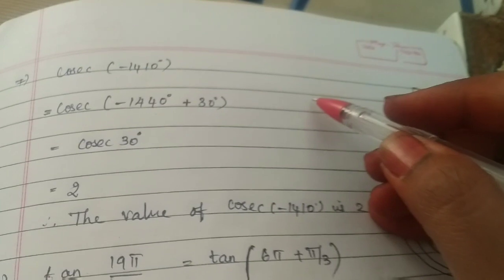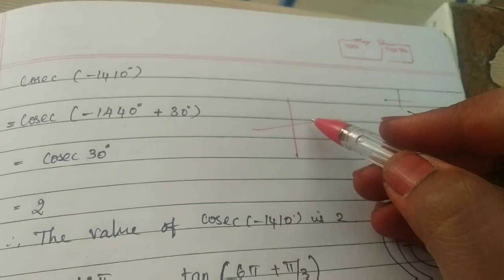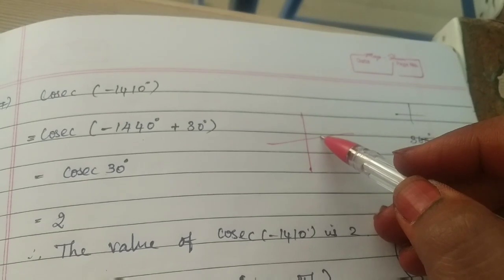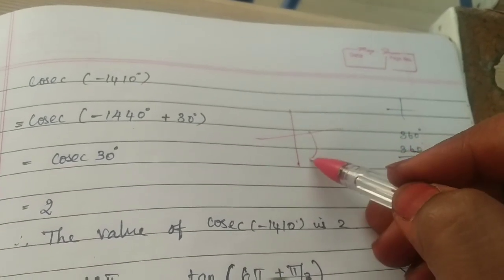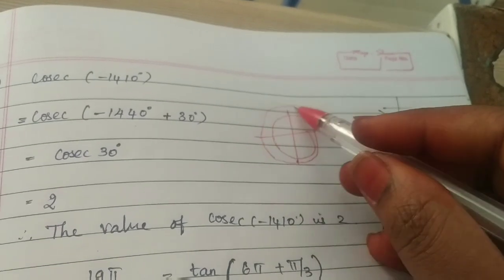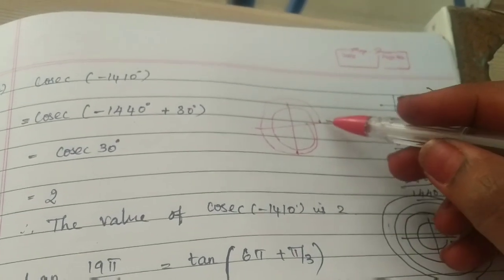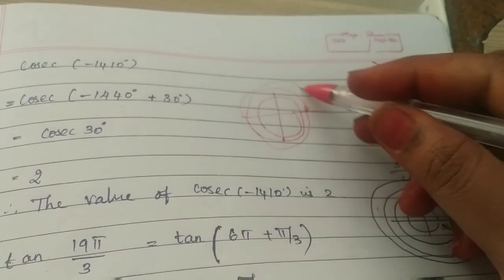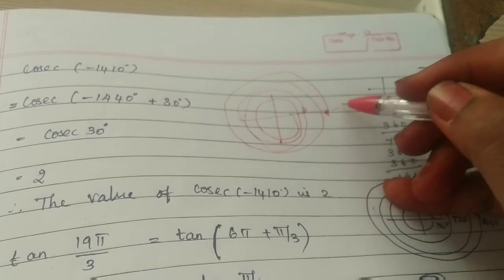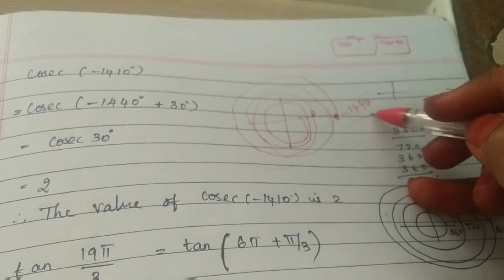Since it is minus, it is moving in which direction? Clockwise direction. One complete rotation is 360, then 720, then when you rotate two more times, you will be getting 1440 degree. I am moving in clockwise direction, therefore it is negative.